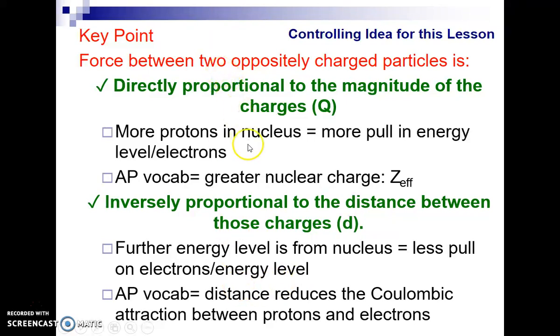So again, sort of the two controlling ideas here. More protons means greater nuclear charge, and they have more pull on the energy levels or electrons. And then the second idea, the greater the distance from the nucleus, the less pull the protons have on the electrons or energy levels. And those are going to be our two controlling ideas to explain the periodic trends that we're about to look at.